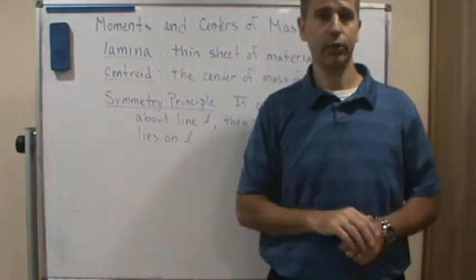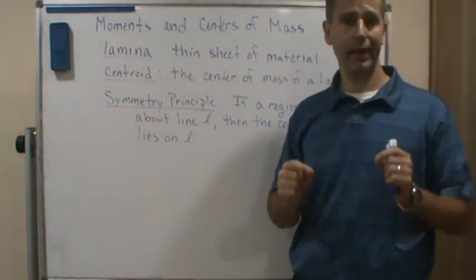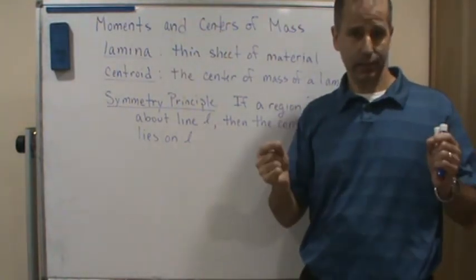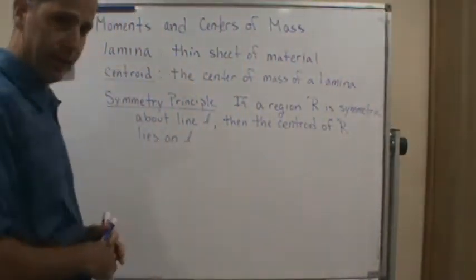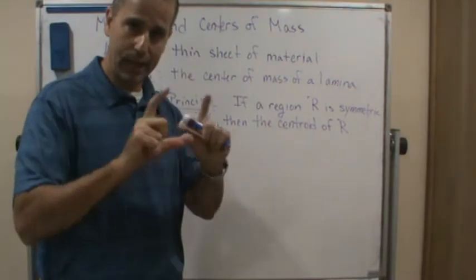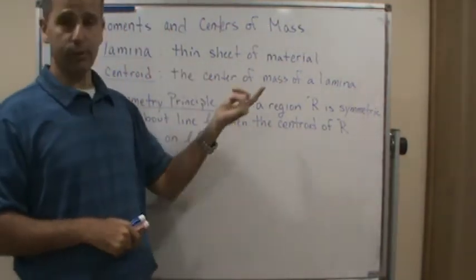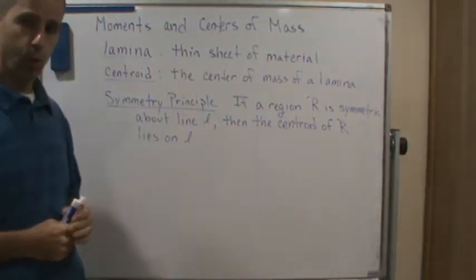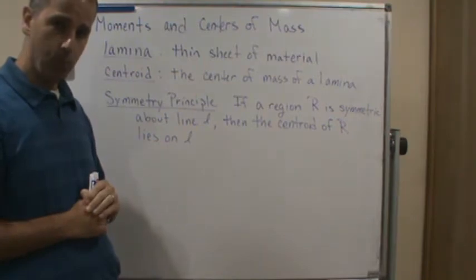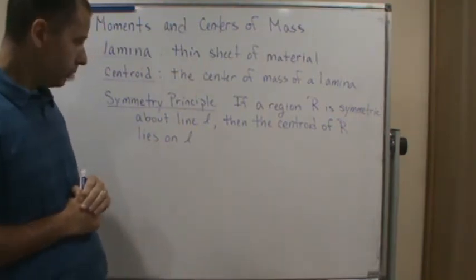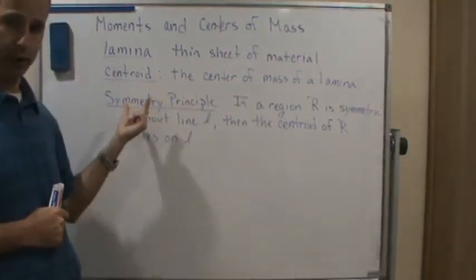Okay, welcome. Today we're going to talk about center of mass when it relates to a thin plate called a lamina. Think about laminate or lamination. A lamina is just a thin sheet of material. We're going to look at thin sheets of material within a plane and find the center of mass, and the center of mass of a lamina we call a centroid.